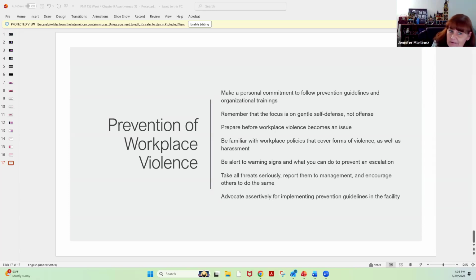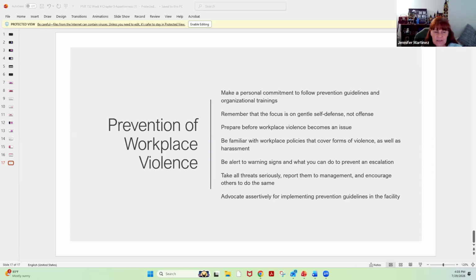You want to be as prepared and hope it never happens, right? That's the key. Be familiar with your workplace policies, be alert to warning signs, and take all threats seriously. This is what he was saying. Like you look back at Columbine and some of these other things that have happened over time, okay? And there's always warning signs. All right.